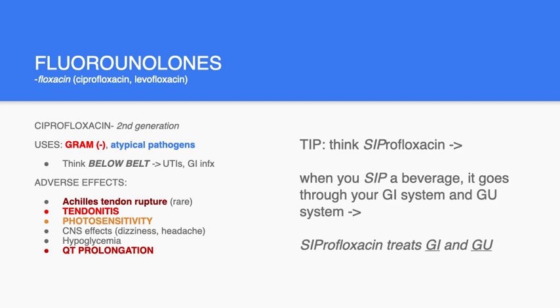So my silly tip for this is I like to think ciprofloxacin. So when you sip a beverage, it goes through your GI system and your GU system. So ciprofloxacin is going to treat our GI and GU infections.